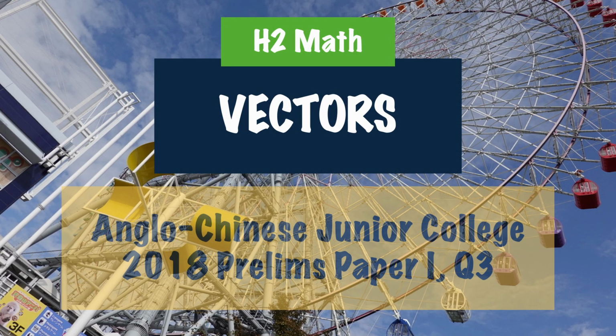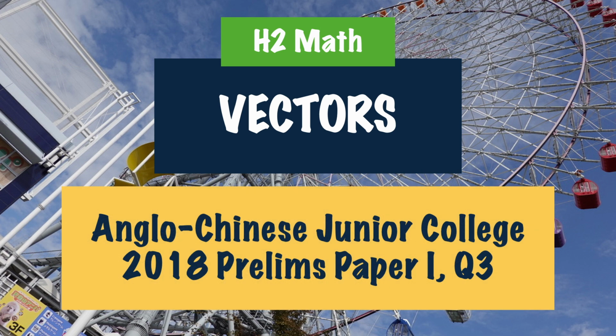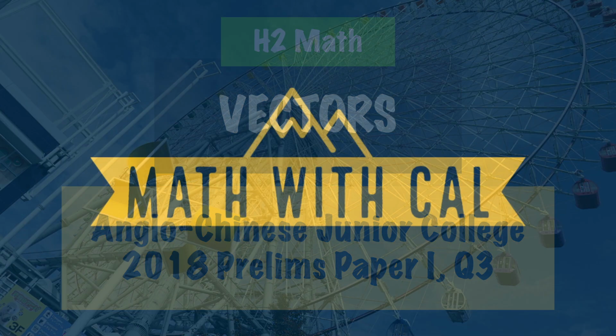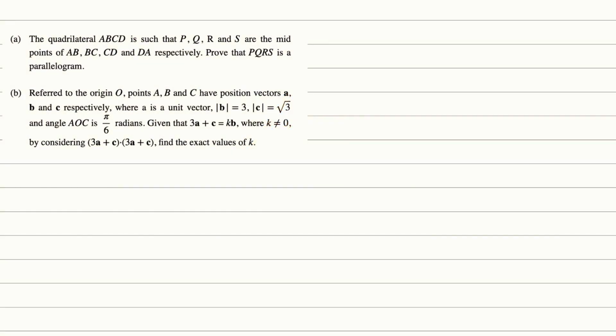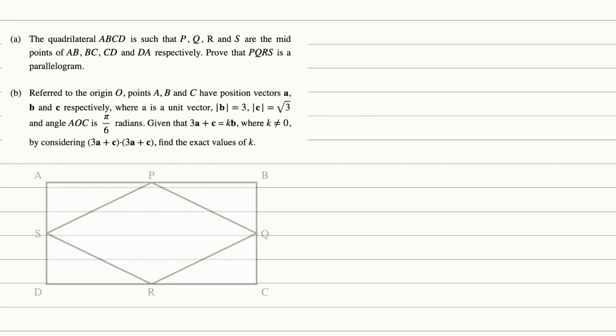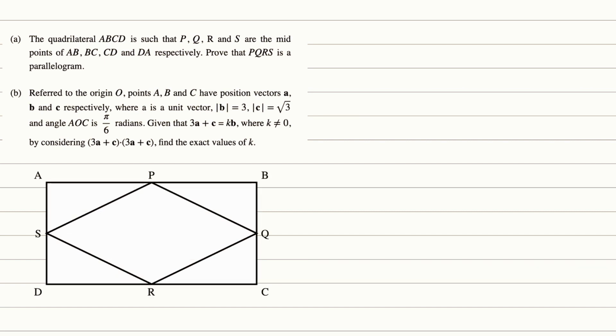This is taken from the ACJC 2018 Prelims Paper 1, question number 3. Now in this question, we would like to prove that PQRS is a parallelogram, where P, Q, R, S are the midpoints of A, B, C, D. Now there are several ways to prove this. To start off, we can do a quick sketch of the diagram to better visualize this problem.